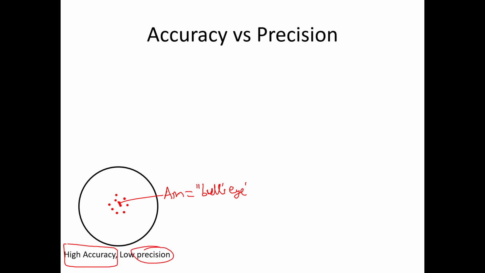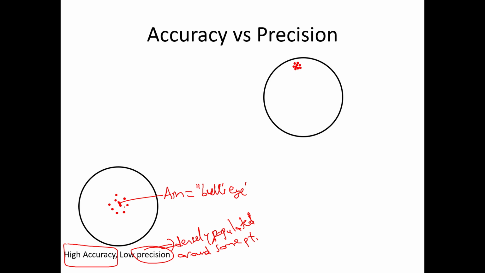Precision means that the points are densely populated around some point. Here they are not densely populated. And here you can see the precision is very good, but accuracy is low because our aim is here, but the points are away from the aim.